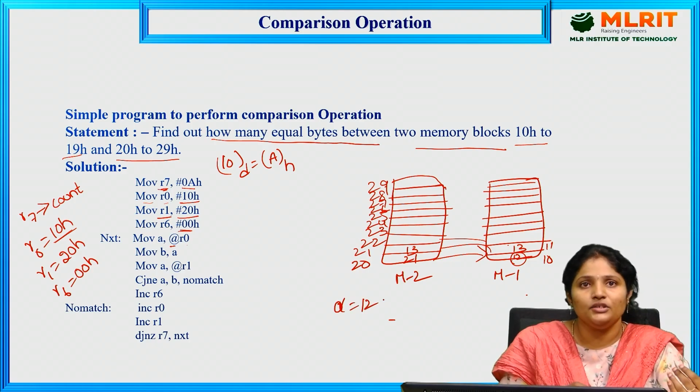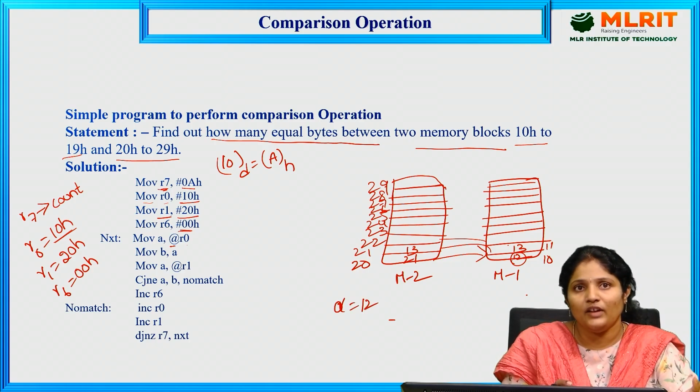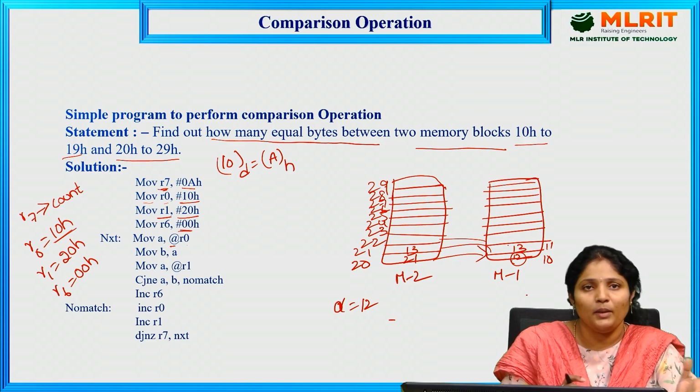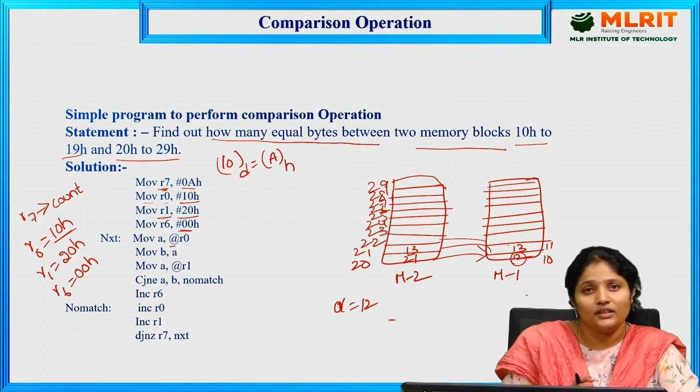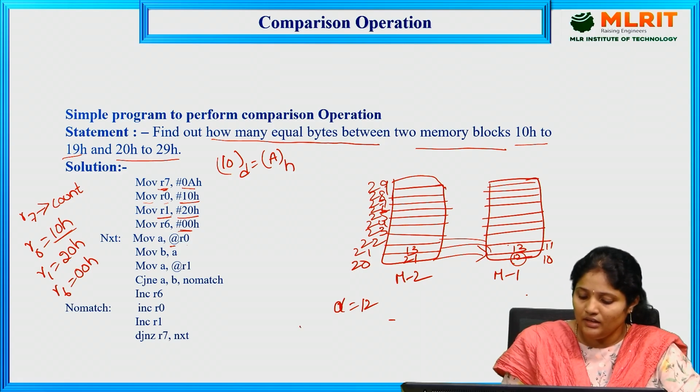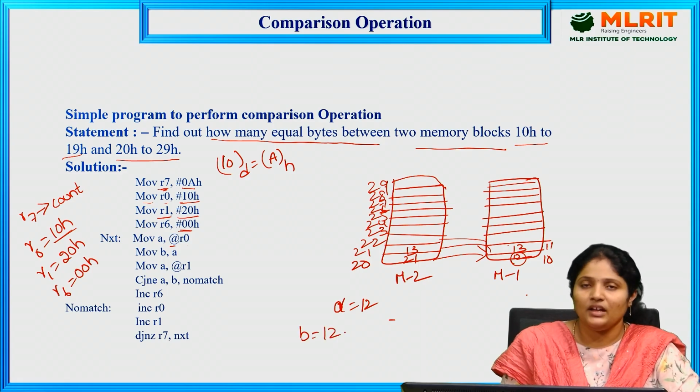Now I need to take another location value into the A register. Memory operations will always be performed using the accumulator. That's why I am always copying the data in the A register to another general purpose register, here the B register. So the B register also has 12.